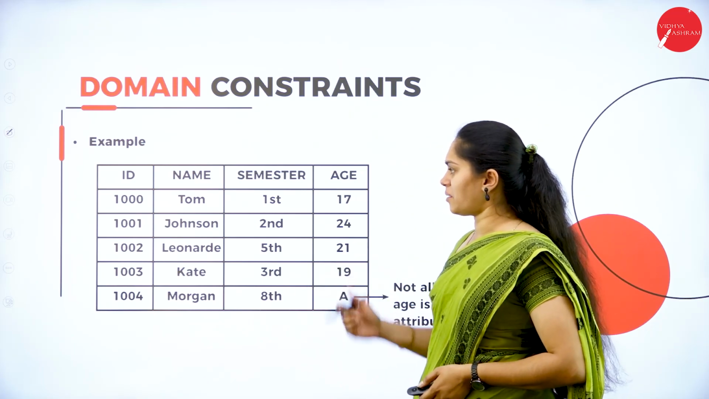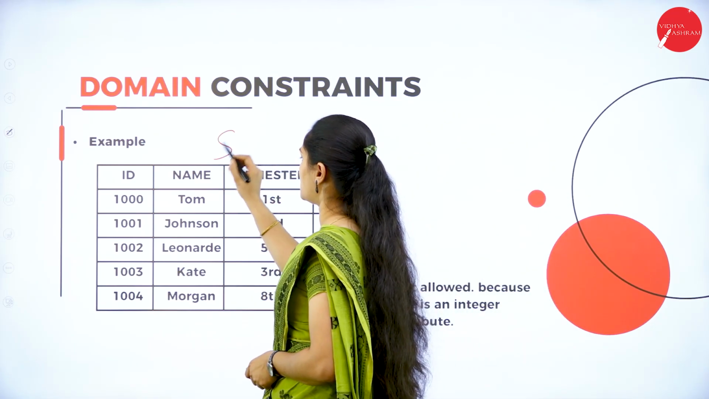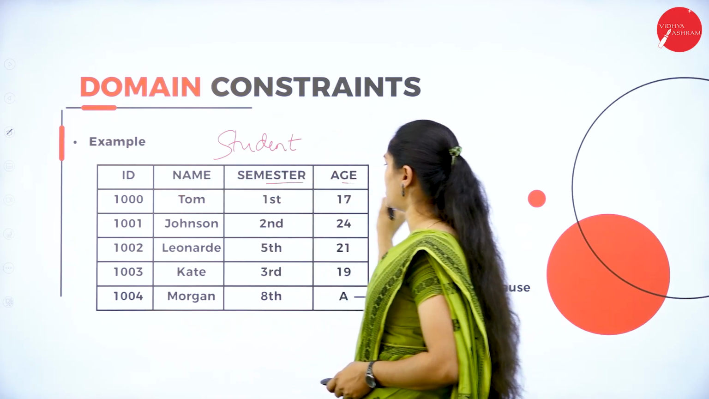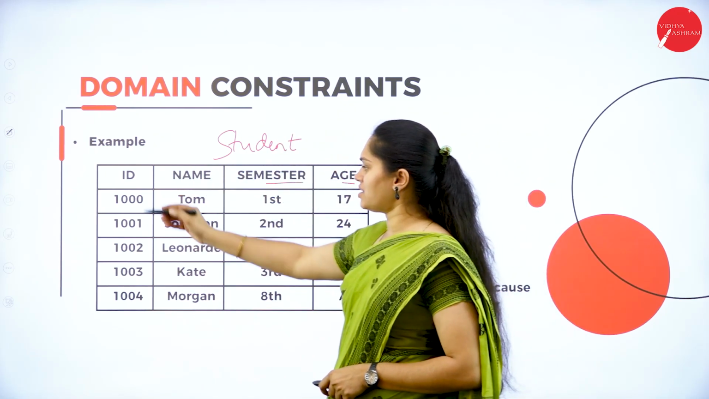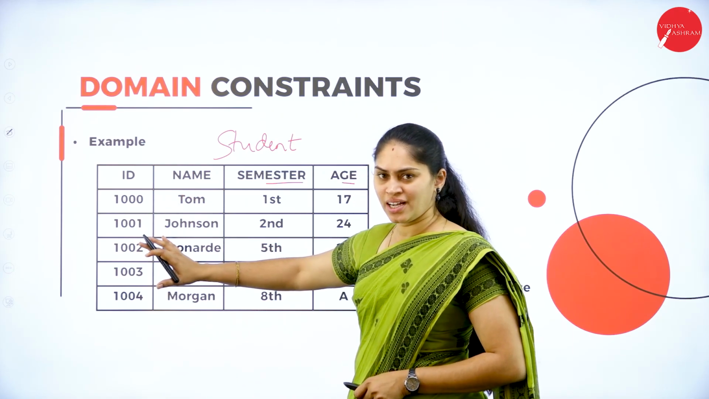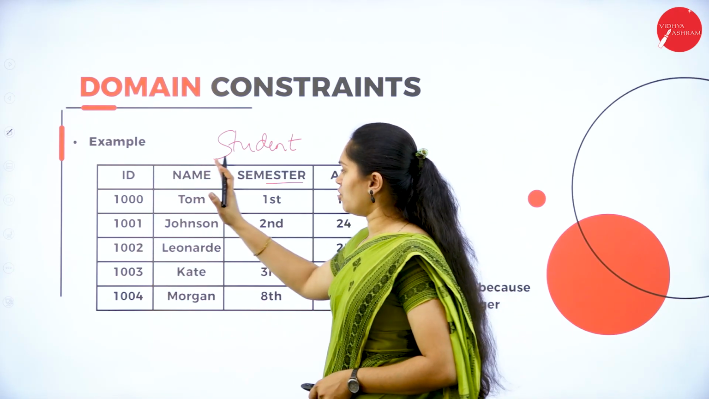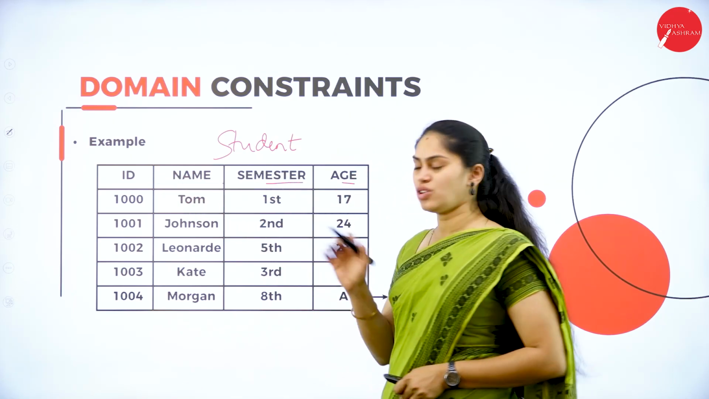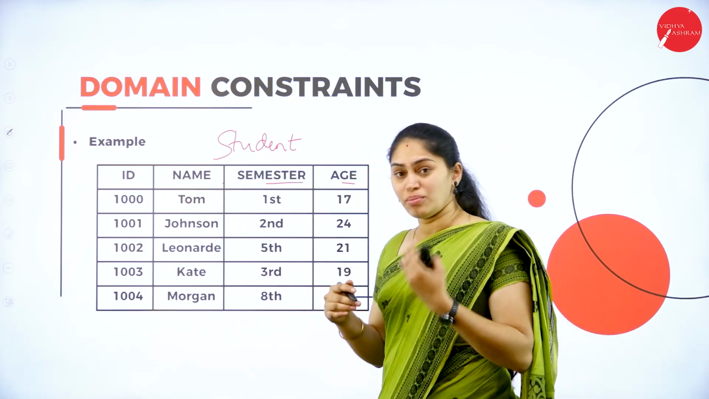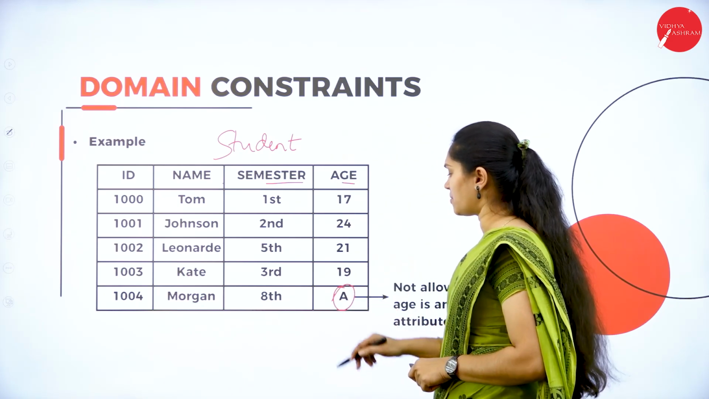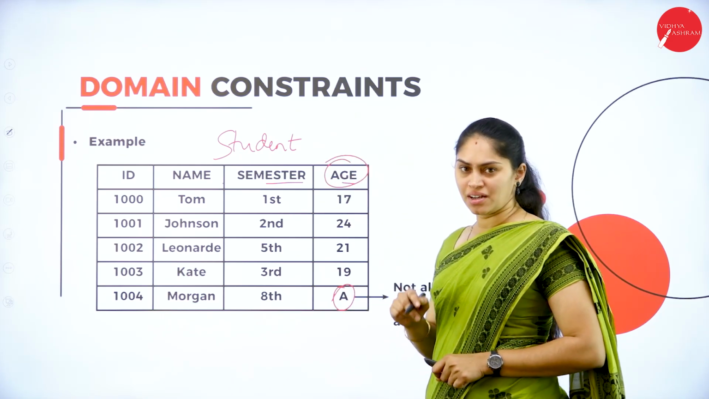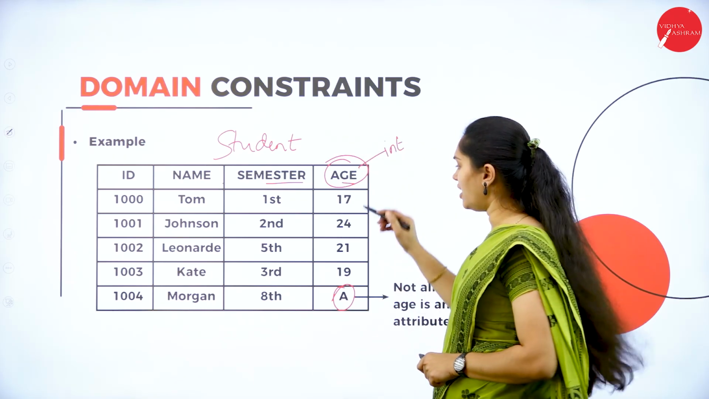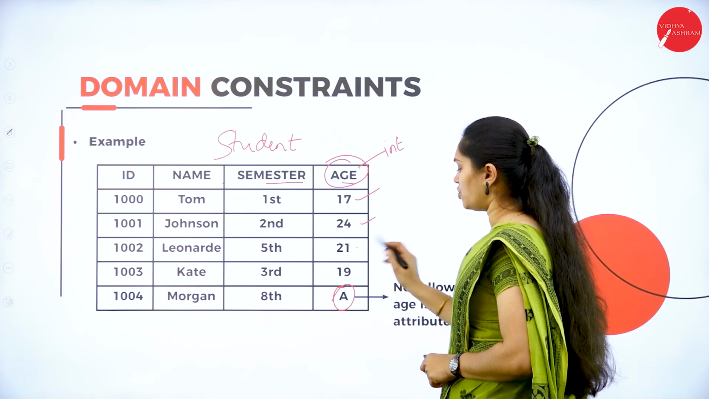Here you have the example. Let me consider this as a student table, which consists of student ID, name, semester and age. So here you can see the different constraints we have in a domain. The name of a column should be unique. Here I have ID, name, semester, age. No problem. But in this domain constraint, you can see that we have an age attribute mentioned as an integer data type. So all of these values are 17, 24, 21, 19.